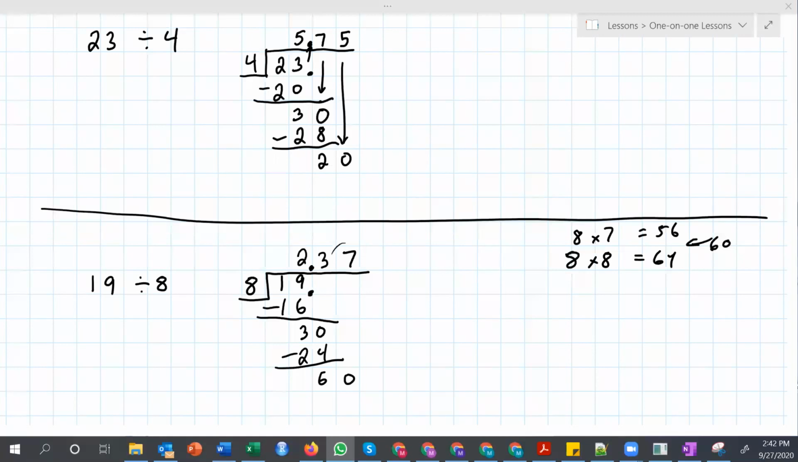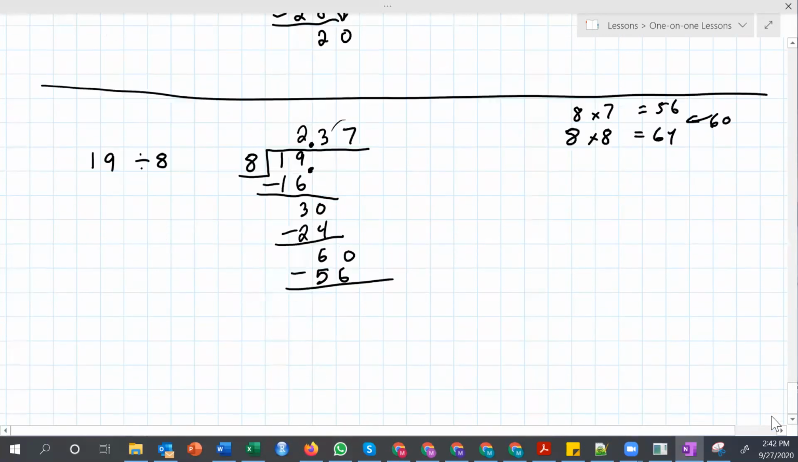So now 7 times 8 is 56, and you subtract, and you get 40. So how many times does 8 go into 40? 5 times. 5 times, and now you're done. So 5. Oh. Wow.